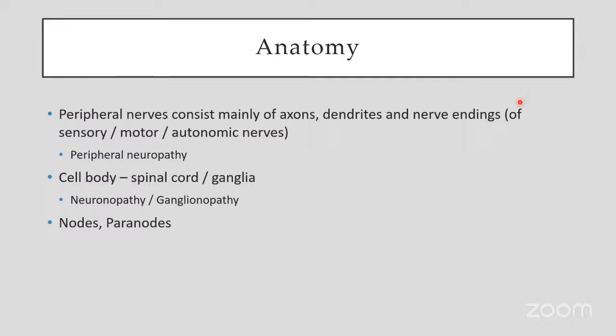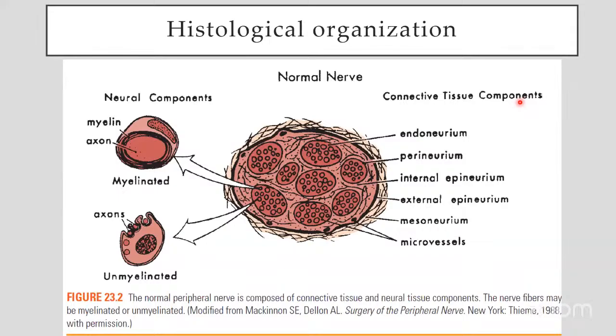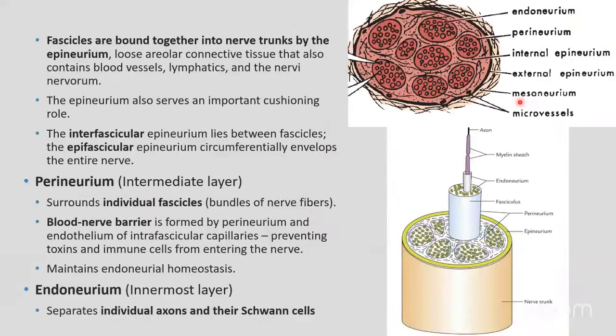Moving on to histological organization. The nerve fascicles are bound together into nerve trunks by the epineurium, which is a loose areolar connective tissue that also contains the blood vessels, lymphatics, and the nervi nervorum. The epineurium also serves as an important cushioning role. The interfascicular epineurium lies between the fascicles, and the epifascicular epineurium circumferentially envelops the entire nerve.